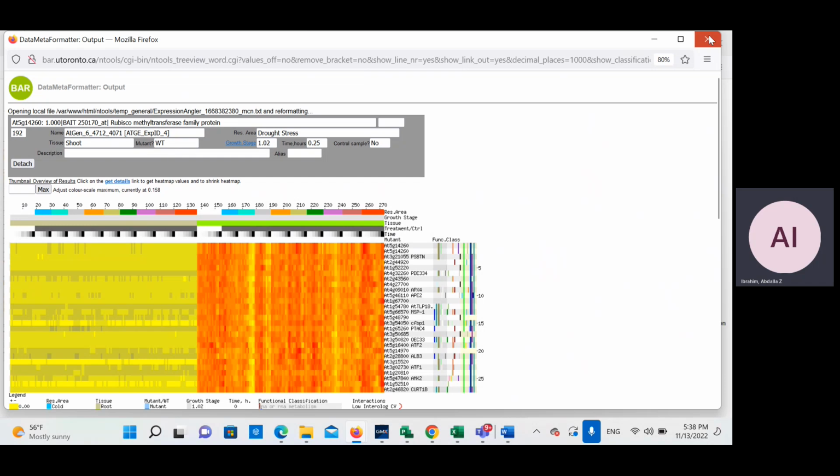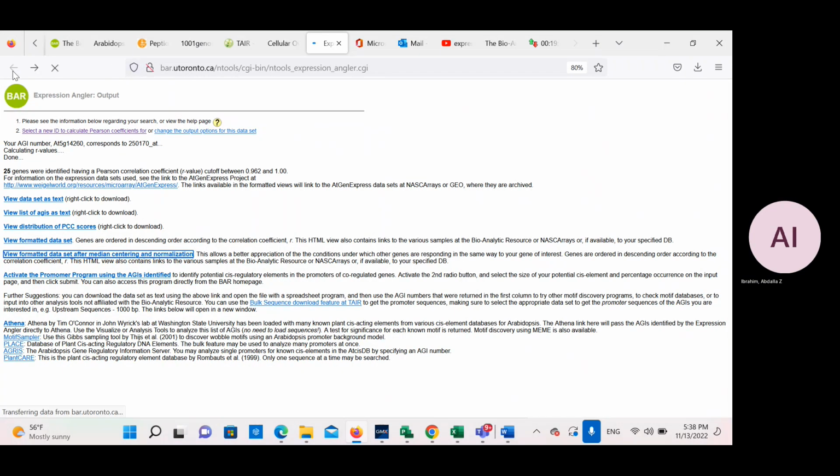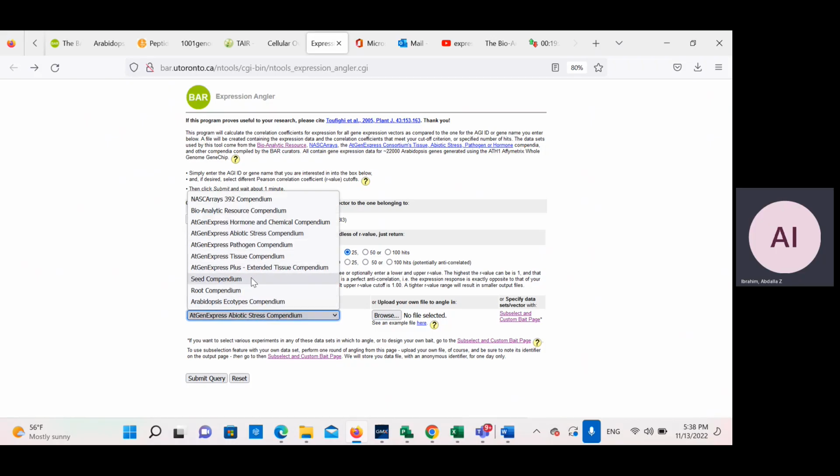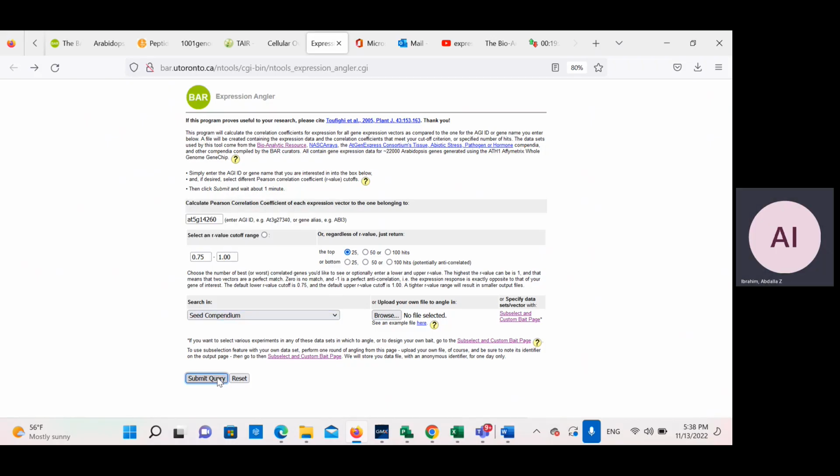So let me go back and do an analysis about stress. Let me pick maybe the seed compendium. Let me click seeds.